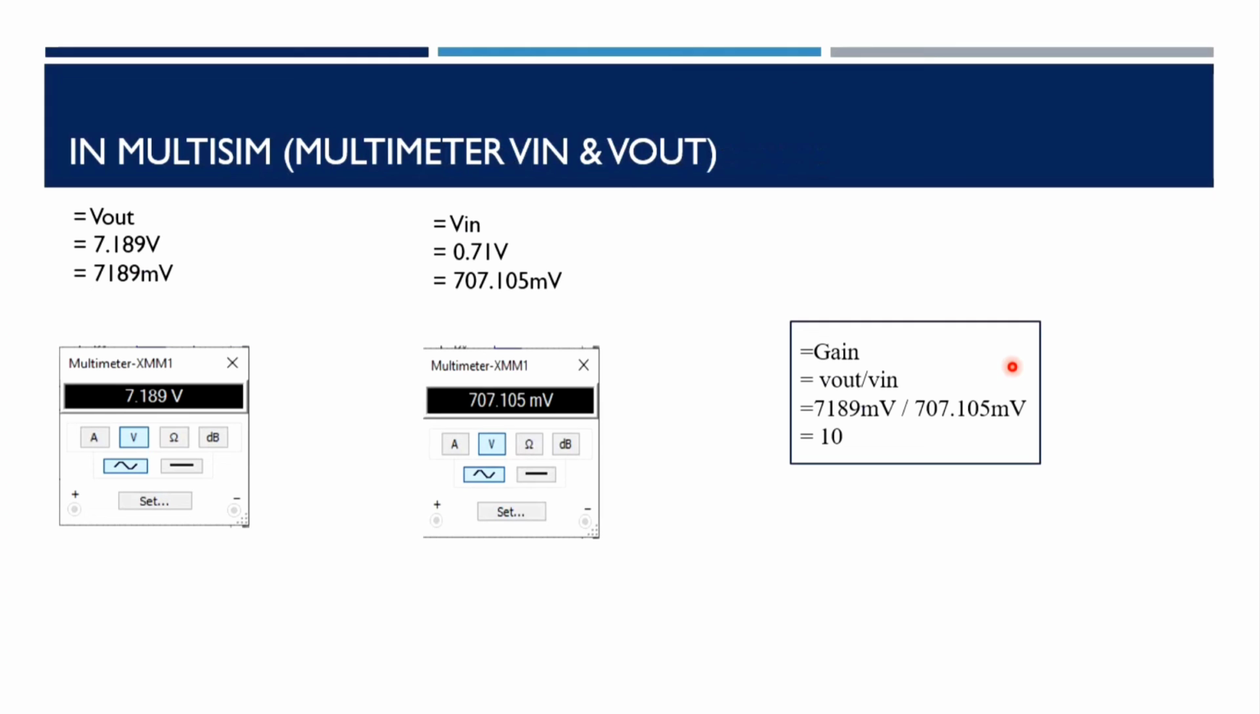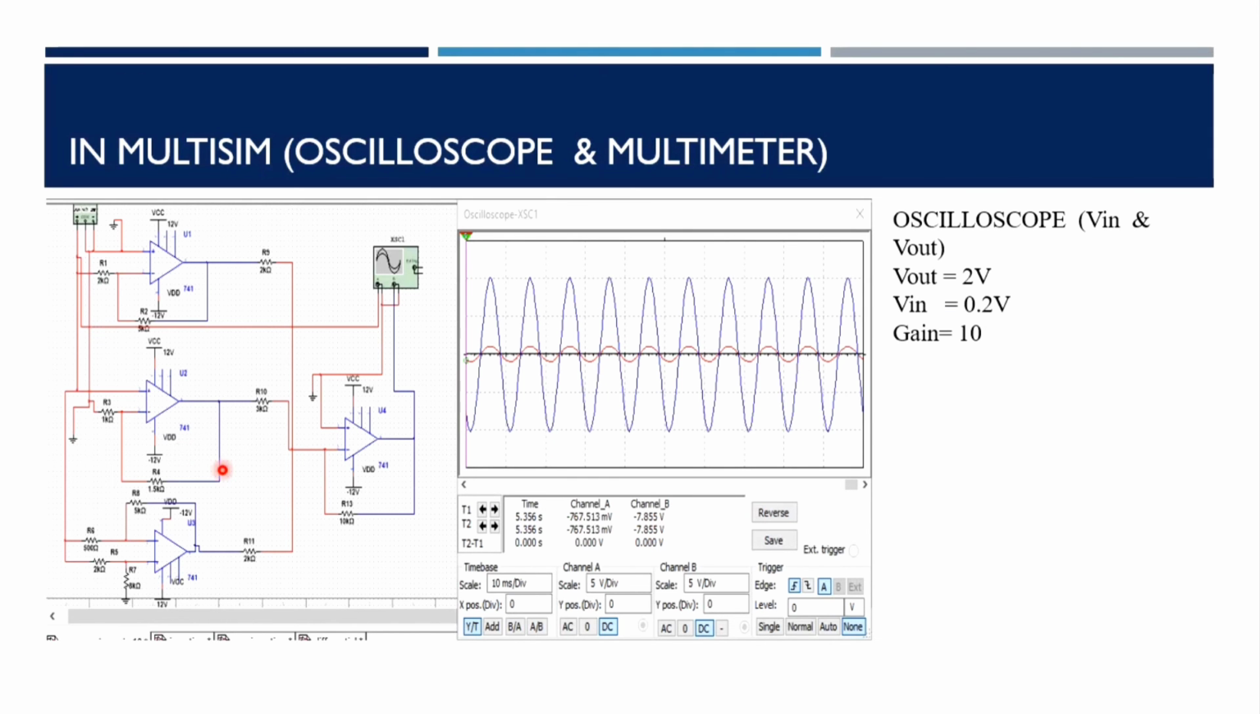This is also another method that we use. We find Vout and Vin. After that, Vout divided by Vin, we get 10. So that is our proof that we get a gain of 10 from all our combined circuit.